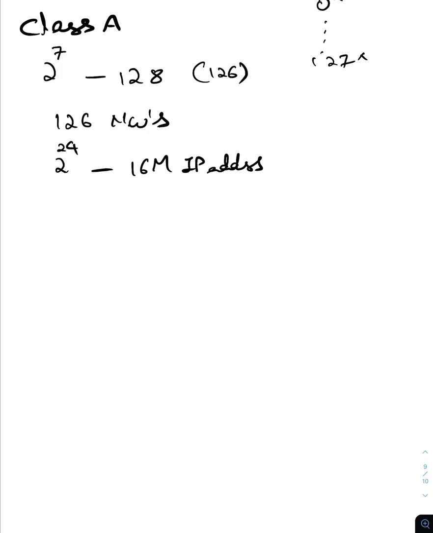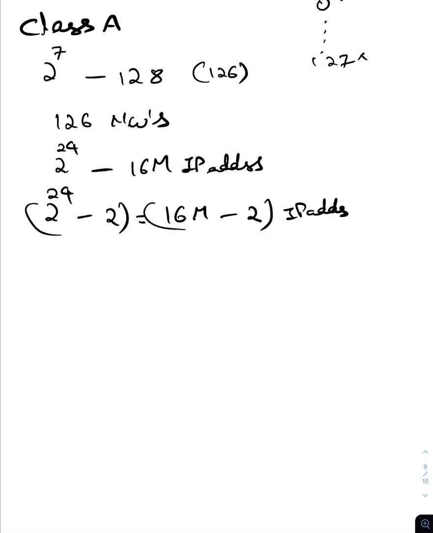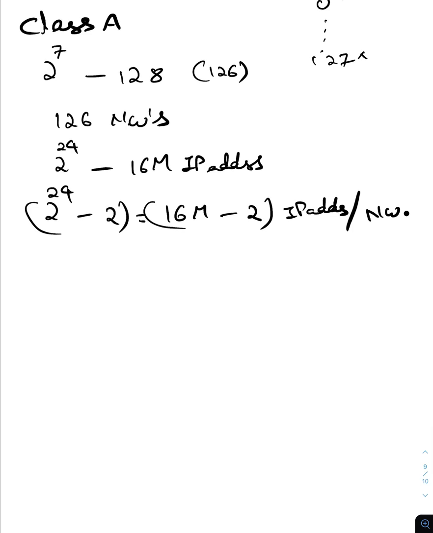But what you have to note here is that you have to subtract 2 every time when you calculate your number of hosts. So it's 2^24 minus 2, which is 16 million minus 2 IP addresses per network. I'll explain in further classes why we are subtracting 2, because 1 IP address is reserved for the network ID, and 1 IP address is reserved for broadcasting. So for class A, it's 16 million minus 2 IP addresses per network, and the total number of networks available is 126.